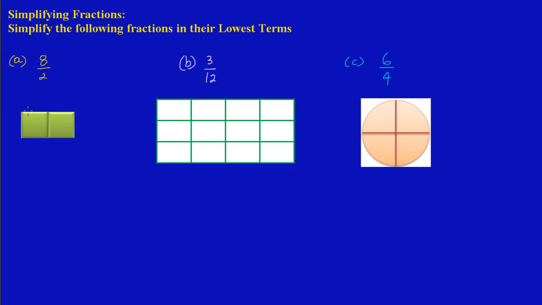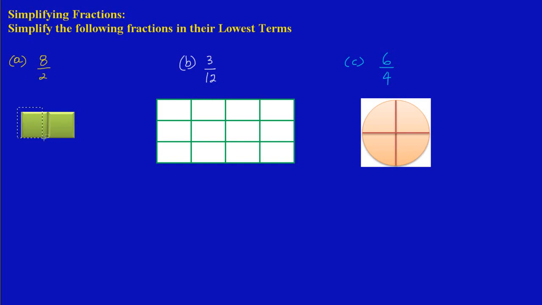As we have stated in previous lessons, the numerator tells us the number of parts that we are speaking about in the fraction, and the denominator tells us the total parts in the whole. So here they're asking us to shade 8 out of 2 parts. Now here we would have only one whole, with 2 parts, but we need 8 parts, so we would need another whole.